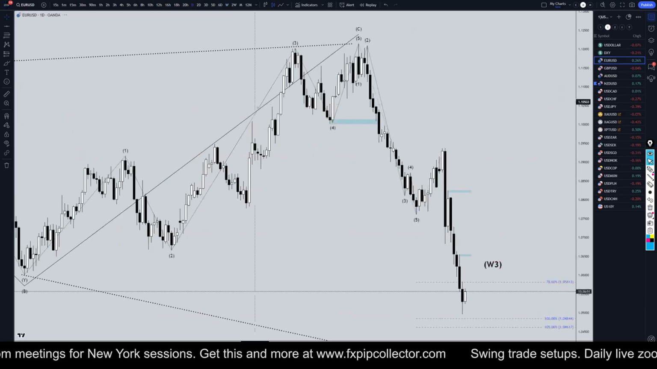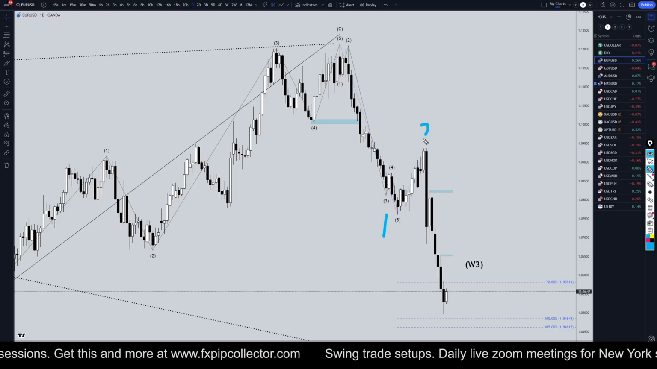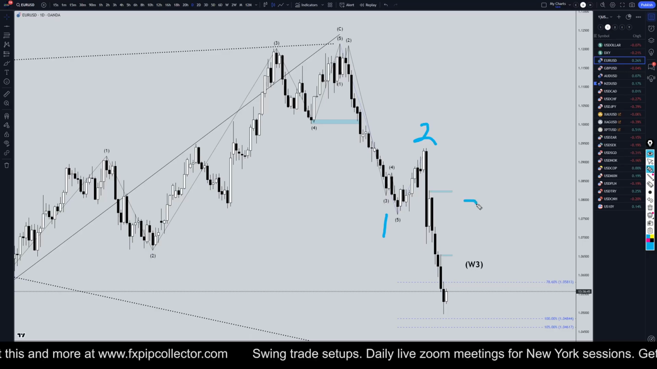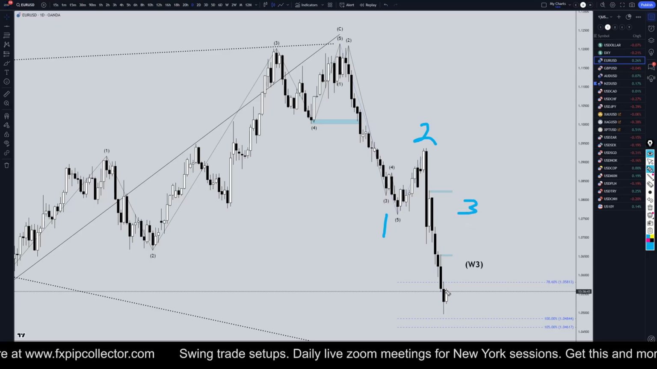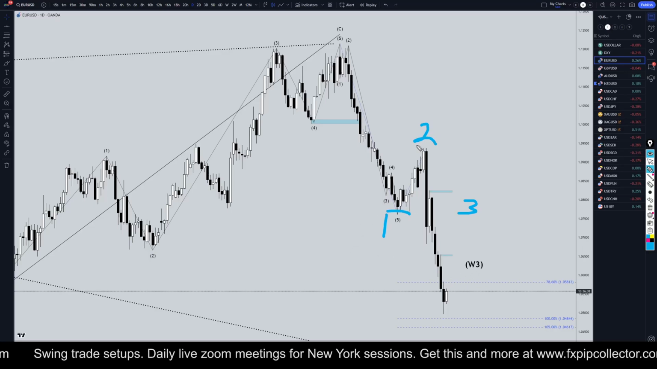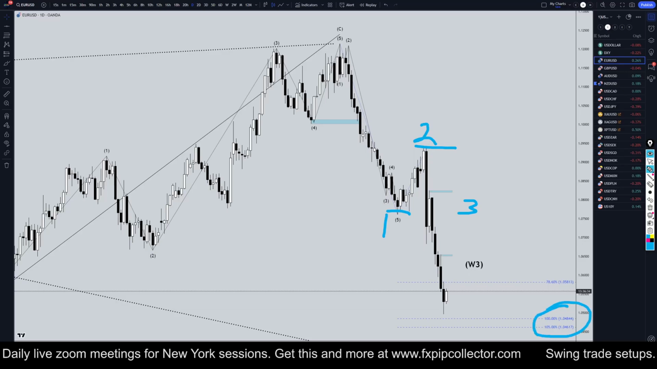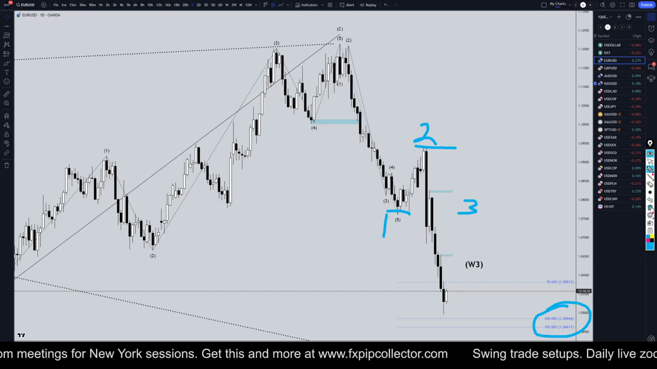Heading down to the daily time frame, I think we are very obviously in a wave 3 right now. I think this is a 1, this is a 2. I believe we are in a wave 3. Most wave 3s do go to around 161% of wave 1 projected out from the top of wave 2, and we're only at about 100% right now, so I think we have a lot of downside potential left.